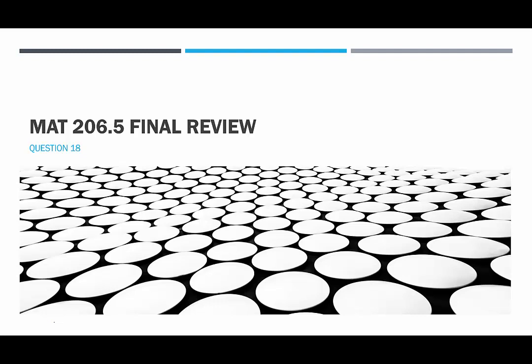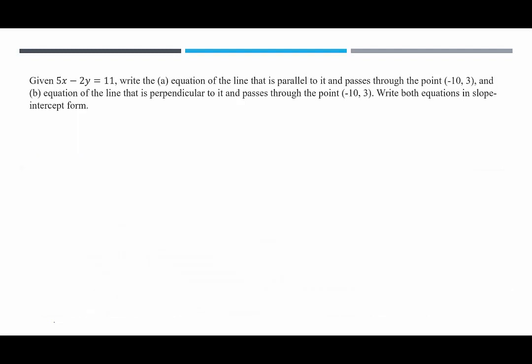In this video, we are going to go over question 18 of the Math 206.5 Final Exam Review. The question says, we're given this linear equation, 5x minus 2y is equal to 11, and then we want to write the equation of the line that is parallel to it and passes through the point negative 10, 3, and the equation of the line that's perpendicular to it and passes through the point negative 10, 3, and we're going to write both equations in slope-intercept form.